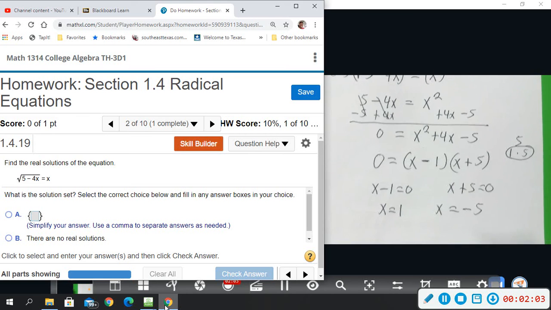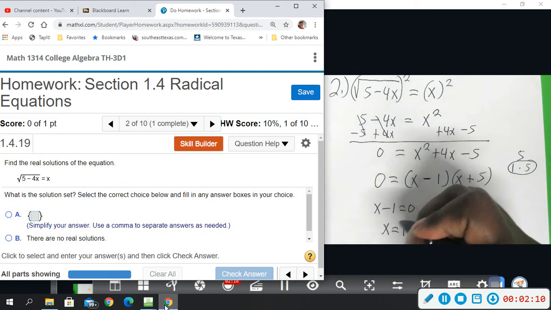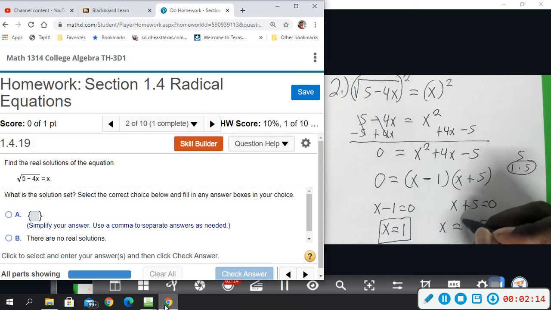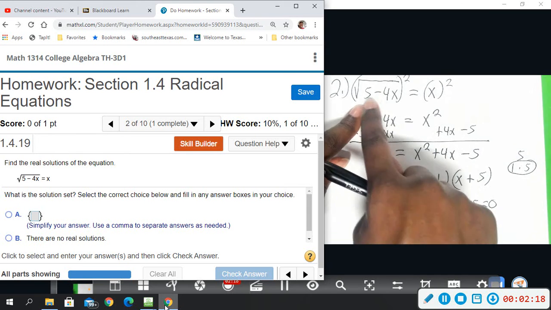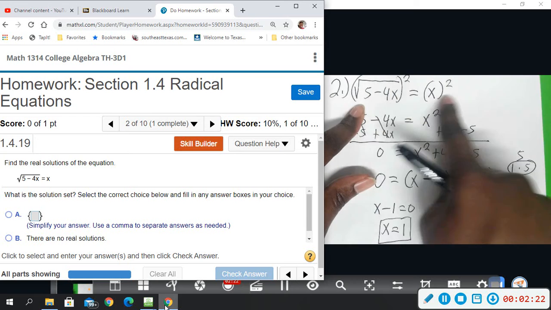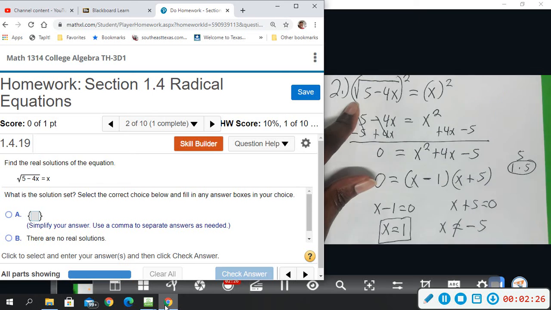You get your answers, you check them, okay? So I can look at this and just kind of tell that 1 will be okay, but negative 5 will not be. So here's why. This is what I'm looking at, the original problem. If you plug in negative 5, your square root is going to be equal to a negative answer, and that's the problem. If we have a square root, it should be equal to a positive answer.